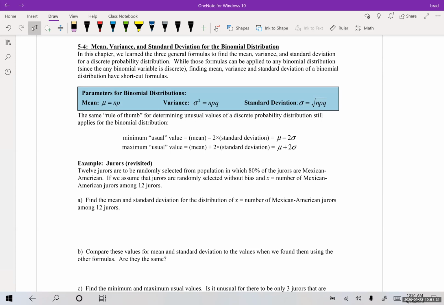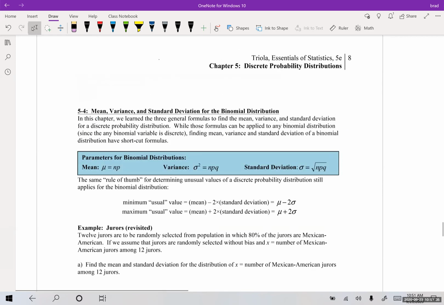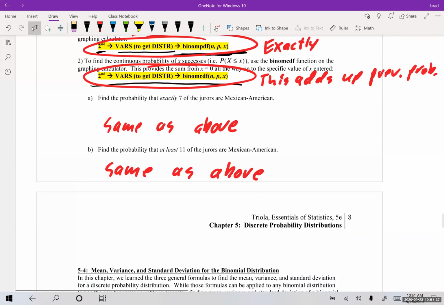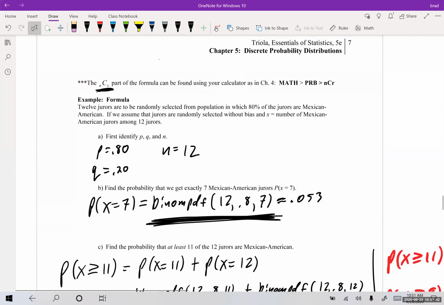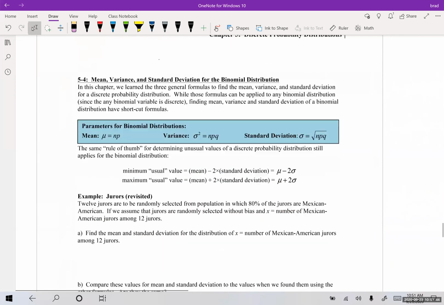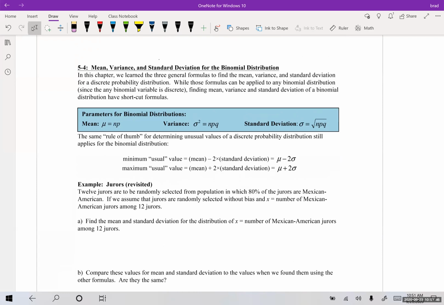So now let's talk about mean and variance and standard deviation. And again, guys, I don't mean to gloss over this. You really need to learn how to use your calculator for this. It makes the problem so fast. If you're trying to do it all by hand, you're going to run out of time. Okay. So mean, variance, and standard deviation. In this chapter, we learned 3 general formulas to find the mean, variance, and standard deviation for a discrete probability distribution.